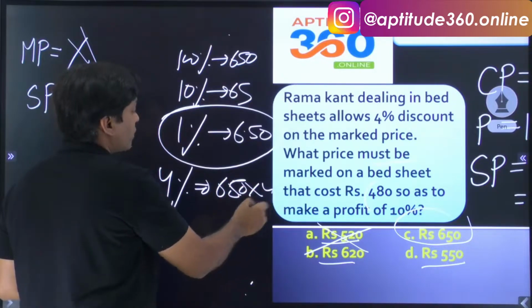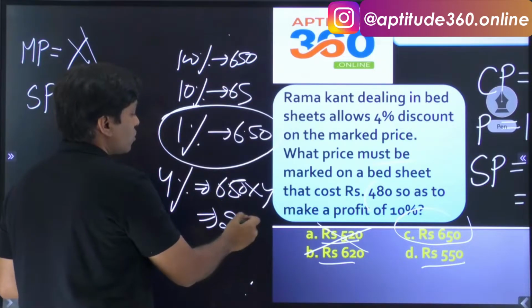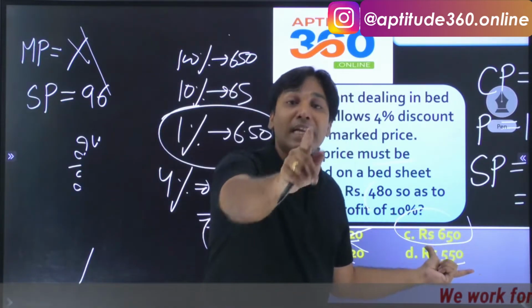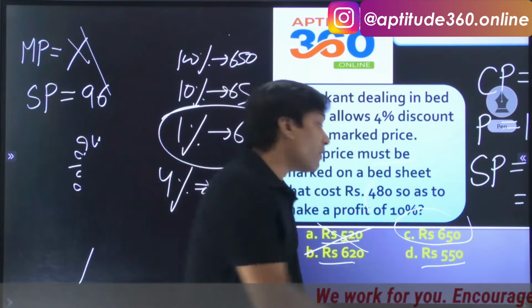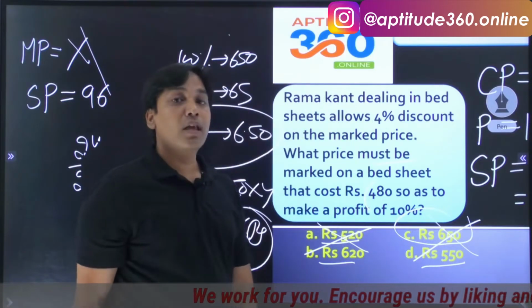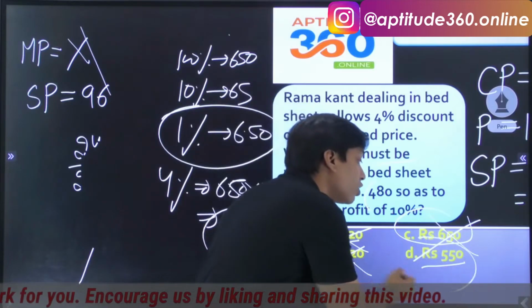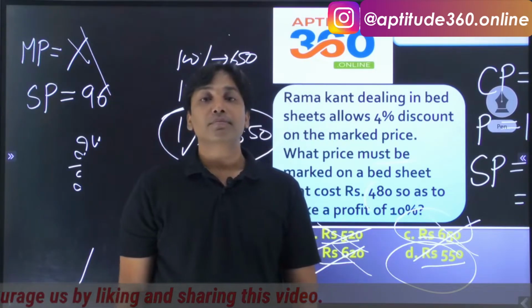6.50 into 4, which is coming out as how much? 26 rupees. So if you subtract 26 rupees from here, will you be getting 528 rupees? No, you are not going to get 528 rupees. So this option is gone. And if you understand what I'm talking about, this option is also gone. So what is it that you're left with? You're left with this option.